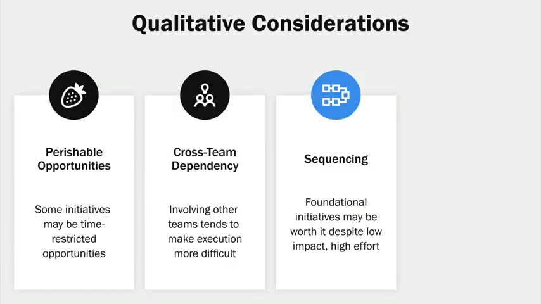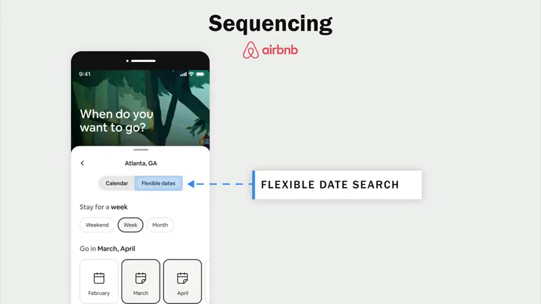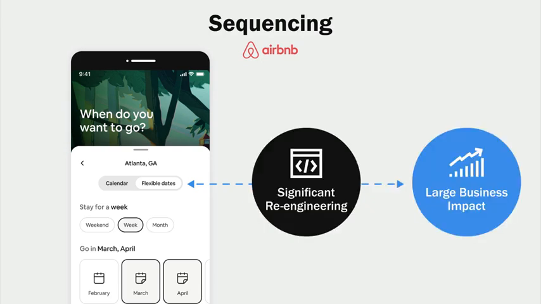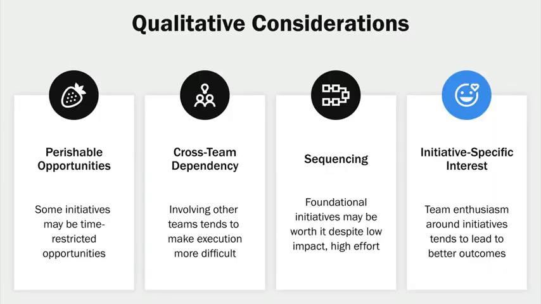Sequencing. If an initiative has low impact and high effort, but it lays the foundation for other high-impact initiatives, consider prioritizing it. For example, Airbnb recently launched flexible date search, allowing people to search for a general weekend getaway instead of weekend getaways on very specific dates. In order to do so, they likely had to re-engineer a significant part of how their search coding worked. This code re-engineering likely had very little initial impact on business outcomes, but it enabled flexible dates, which likely had a much larger impact.